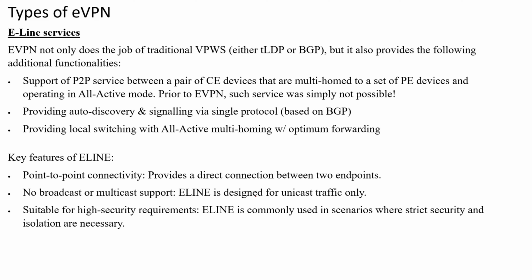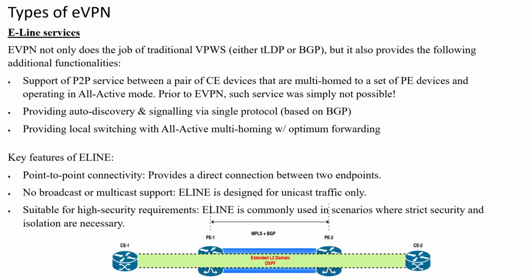You can say it is a single pipe, as shown in this figure. CE1 sends traffic and it seamlessly moves towards CE2. So it's a kind of single pipe between two devices. Generally it comes into the picture when only two devices are involved, and when I need to implement strict security rules as well. So in these two scenarios we implement E-line services.